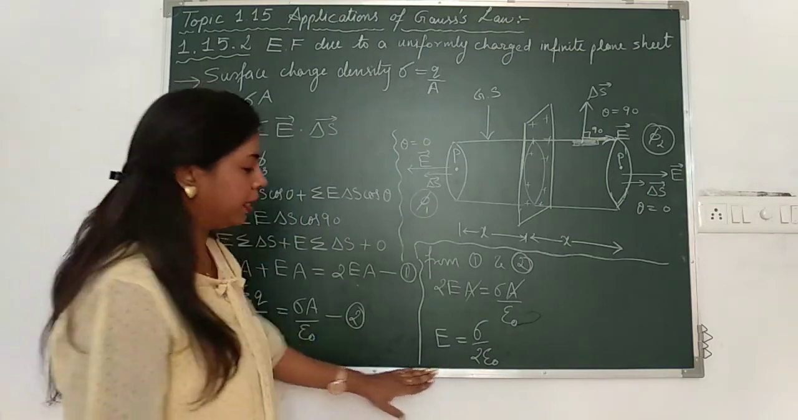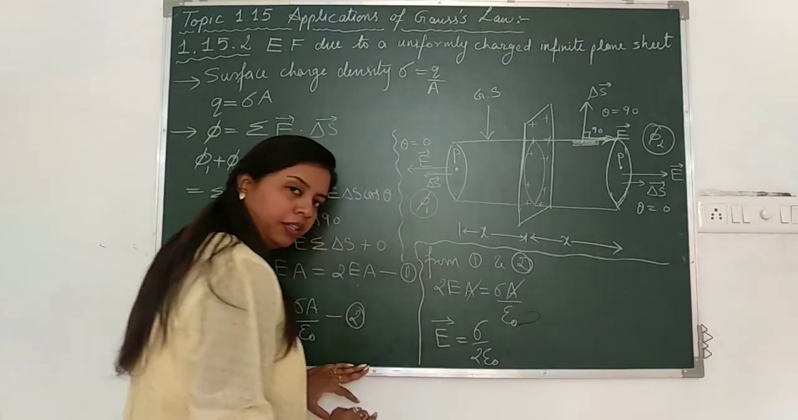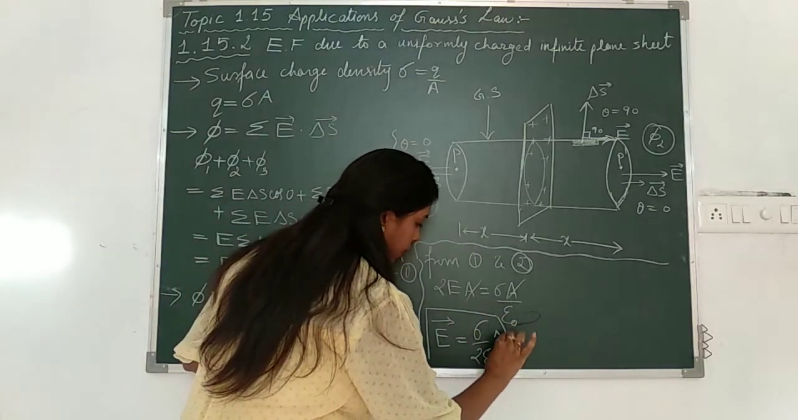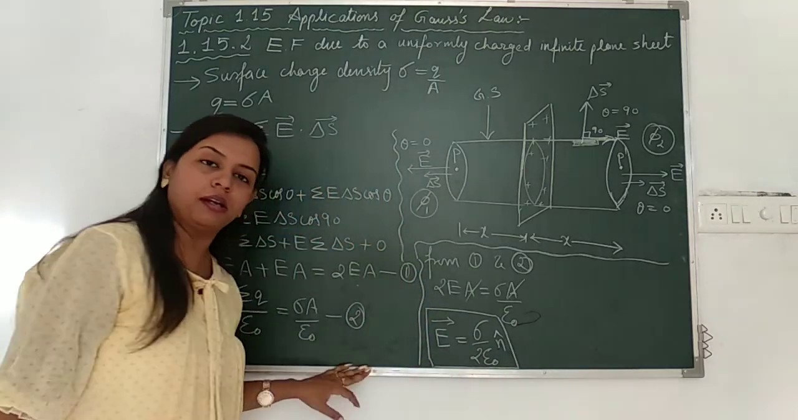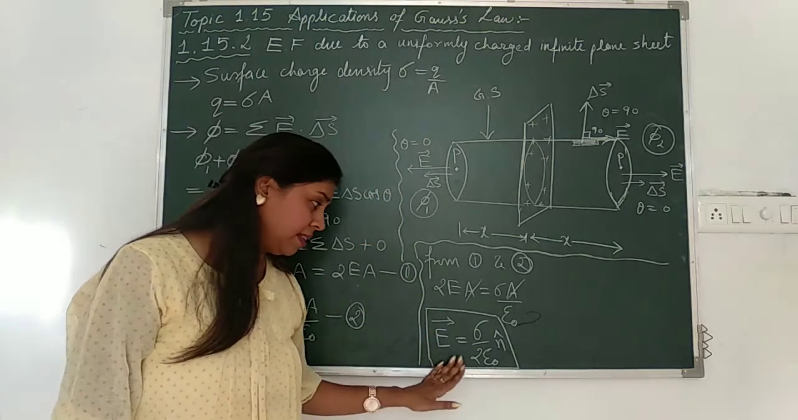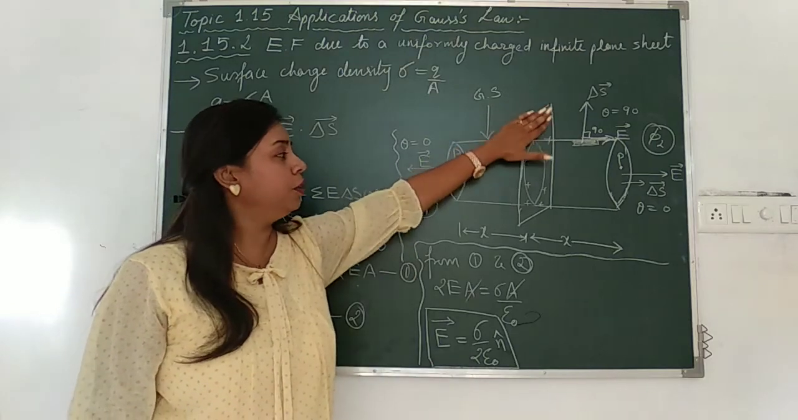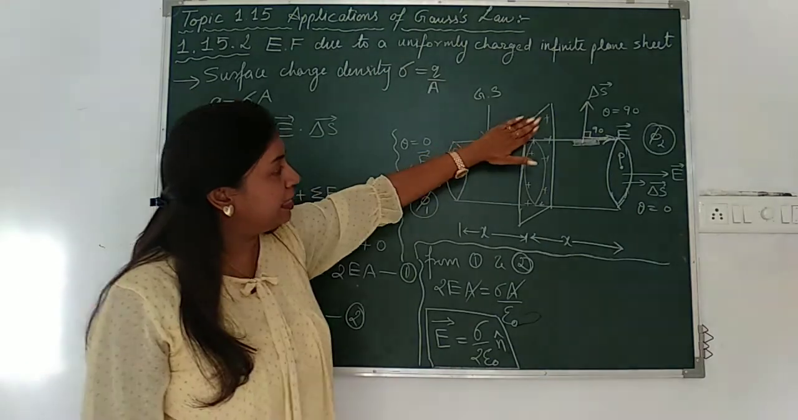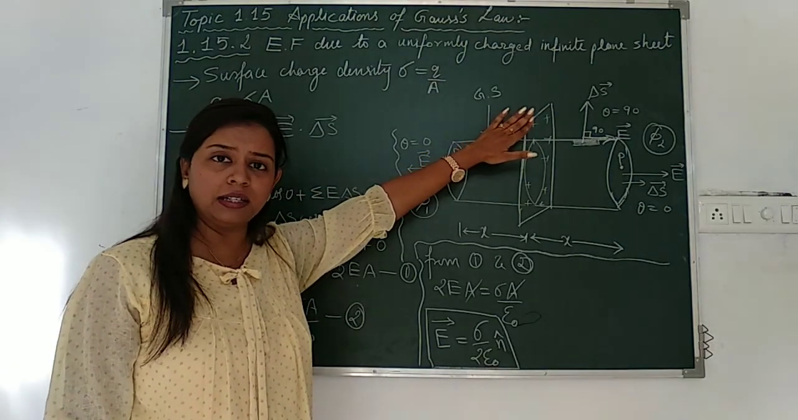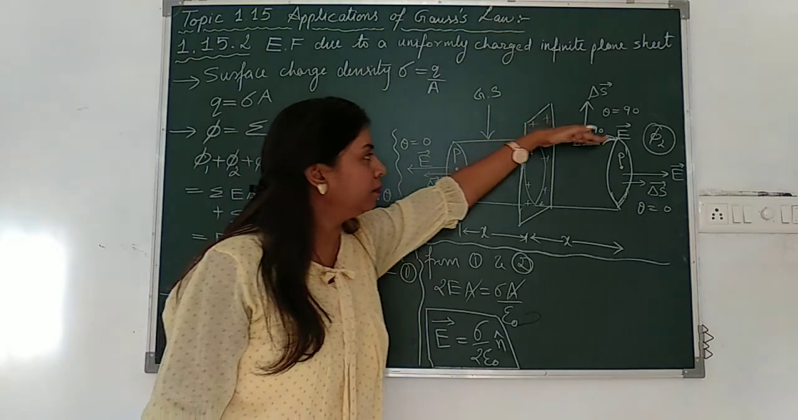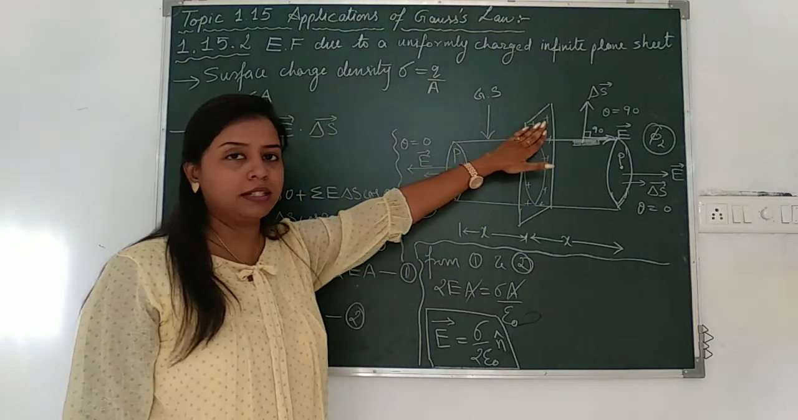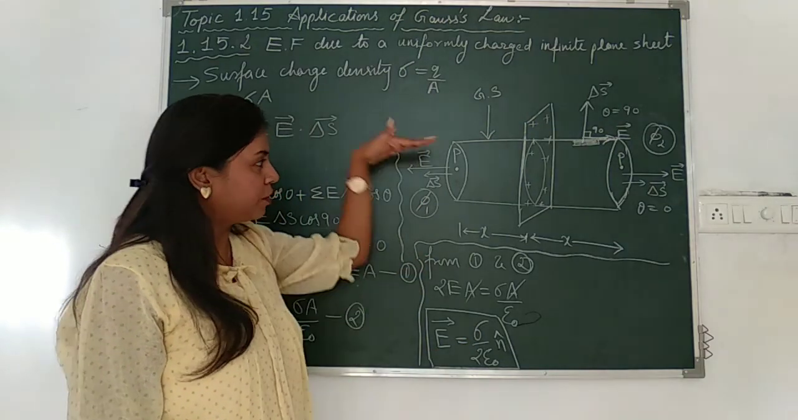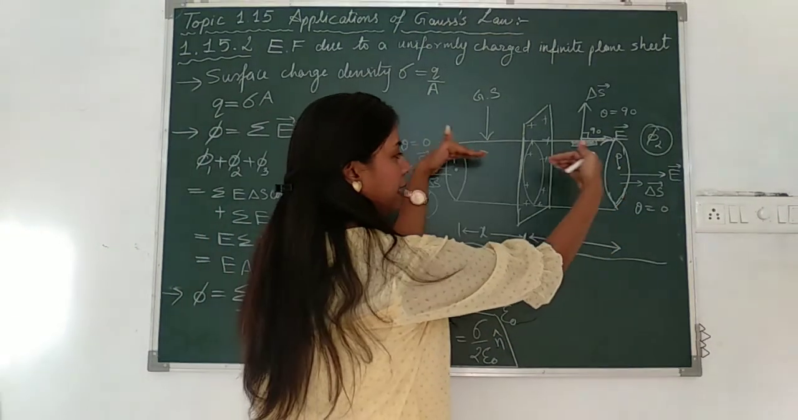If I want to write it in vector form, then I'll make a vector sign over here, and here I'll write a unit vector along the direction of electric field. So this is the equation of electric field due to a uniformly charged plane sheet. Suppose this plane sheet is positively charged, then the electric field will be coming outwards, and if the sheet is negatively charged, that is if this sigma is negative, then the direction of the electric field will be towards the plate like this.